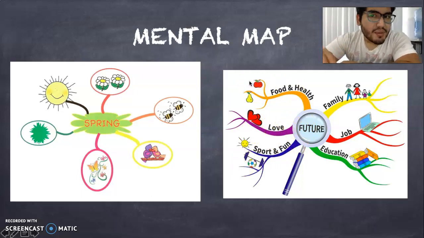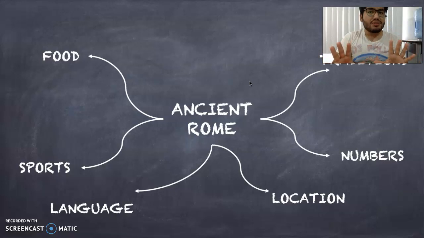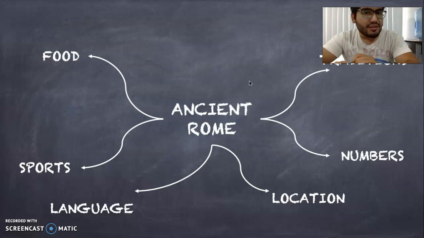Okay, but we're going to do this one about ancient Rome. So pause the video and take notes of what we're going to put about ancient Rome. We're going to look for food, sports, language, the location, the numbers, and traditions. Pause the video. Okay, now we can continue.